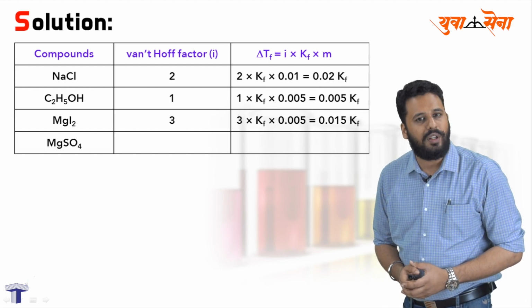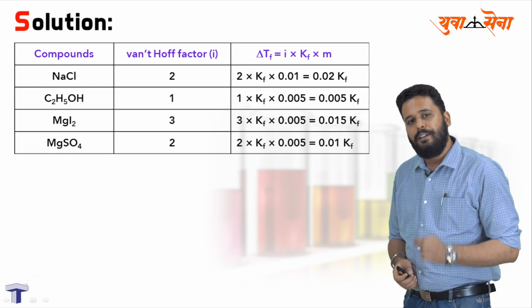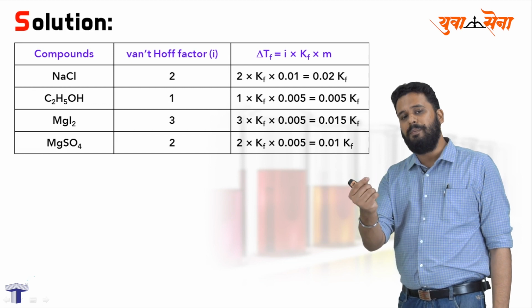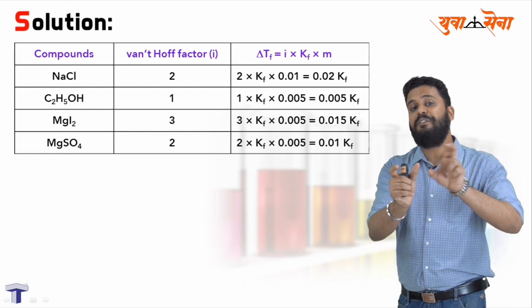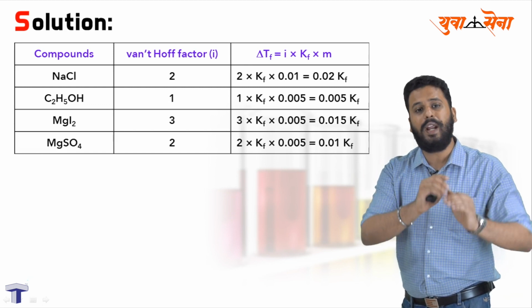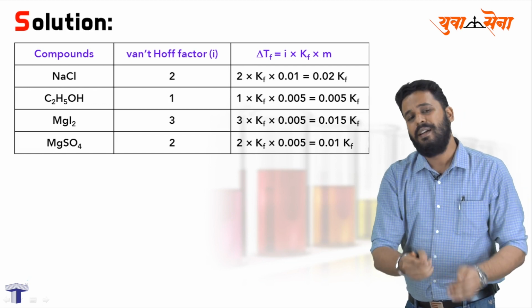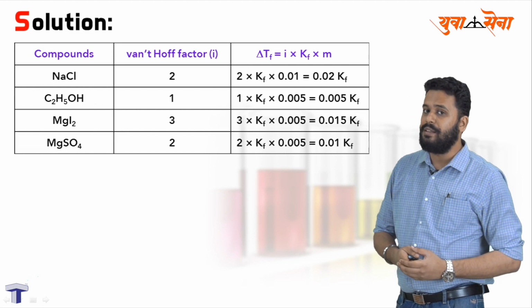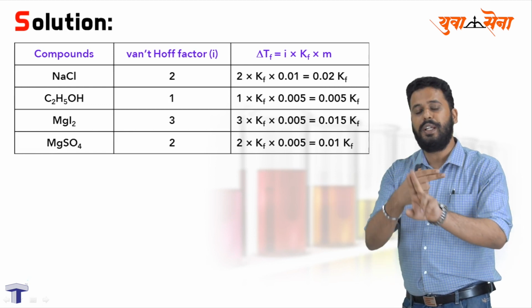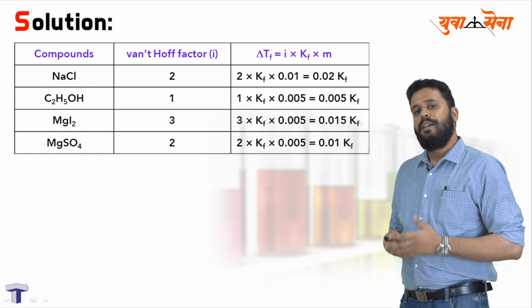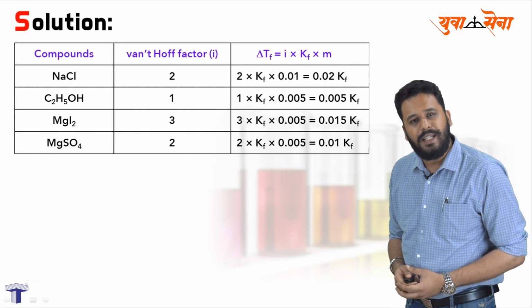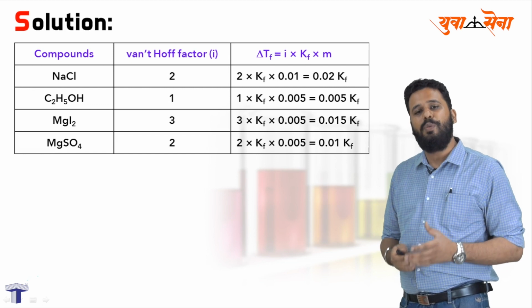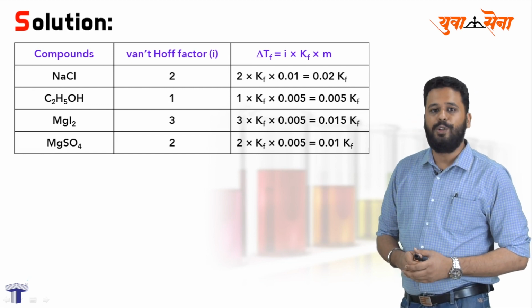If we take the fourth option, magnesium sulfate, here the Van't Hoff factor is going to be 2. Do not get confused here, students. Magnesium will be 1 ion, sulfate will be the other ion. SO4 in its entirety is 1 single ion. So for magnesium sulfate, the Van't Hoff factor will be 2. It will dissociate, give us magnesium and sulfate. Here the value of delta Tf after multiplying the Van't Hoff factor will become 0.01 into Kf.